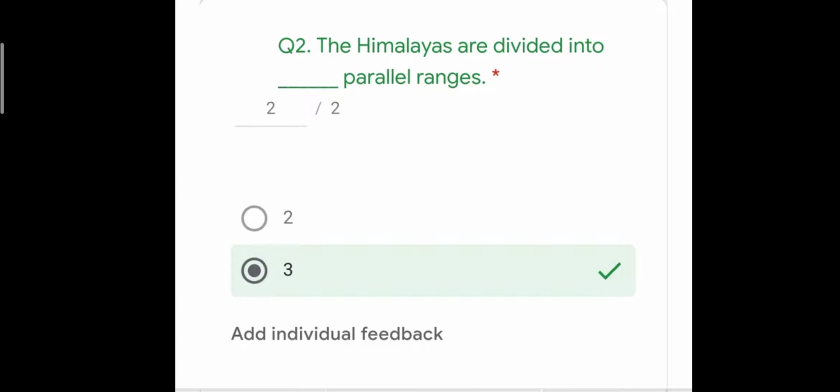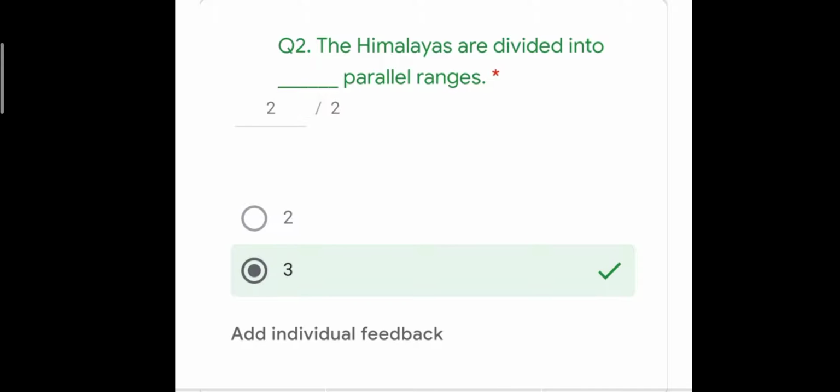Now question number 2 was, the Himalayas are divided into dash parallel ranges. There were two options again. The options were 2 and 3. So children, here the Himalayas are divided into 3 parallel ranges. I'll repeat again. The Himalayas are divided into 3 parallel ranges.